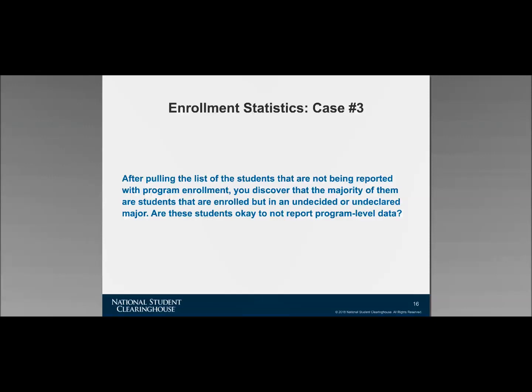So moving along, we're at Enrollment Statistics Case Study number 3. After pulling the list of students that are not reported with program enrollment, you discover that the majority of them are students that are enrolled, but they have yet to declare a major. So we're talking your first-time freshmen, that scenario where they have every intention to come in, remain at your school, earn a degree, get that credential, but they're simply undecided. Maybe they're just getting through those basic credits, but they're an undeclared major. It's not that they're not enrolled in a program, it's that they haven't selected a particular niche track yet, but they have every intention to do so. So these are not students who are not in a defined program. These are students who simply haven't determined their major yet, so they're currently in that undecided bucket.